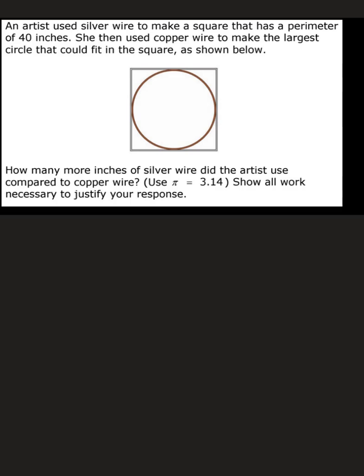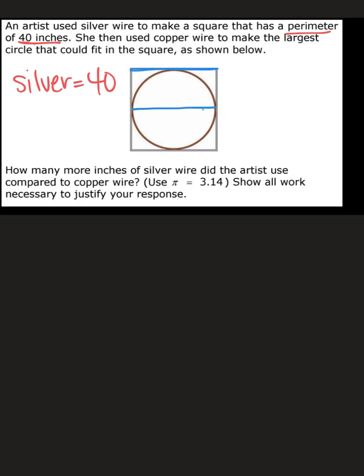So first things first, I need to recognize that the perimeter is 40 inches, so for the silver, she used 40 inches of wire, okay? But I need to know what my radius is to be able to find the area of my circle. So the square is the diameter. It's the entire length across. I could move this down and see that it matches up.